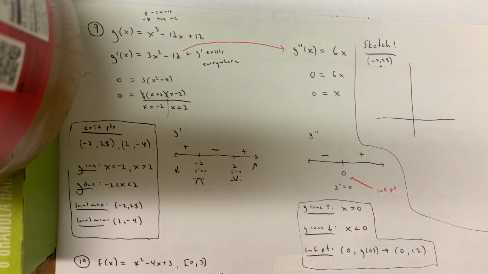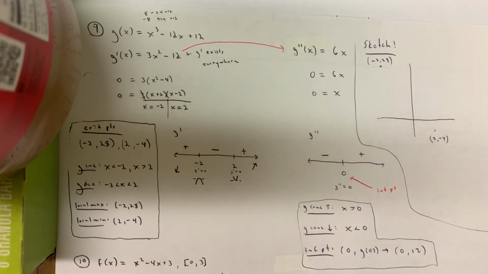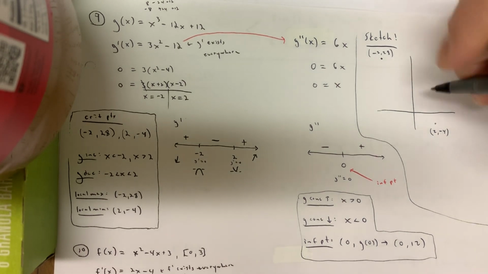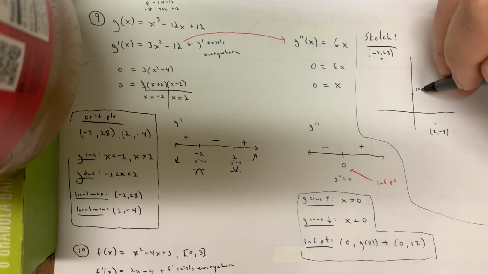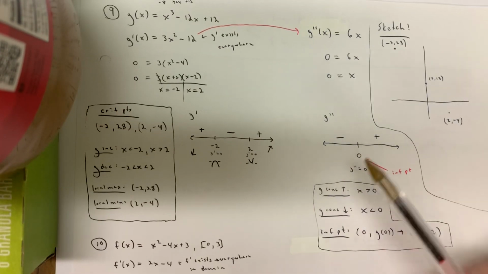So -2, comma 28, and 2, comma -4. Okay, and then also, that y-intercept, which happens to also be the inflection point. So 0, 12, I don't know, maybe like somewhere around there. Do the best you can. And we know the function, we're going to graph it using these two lines.